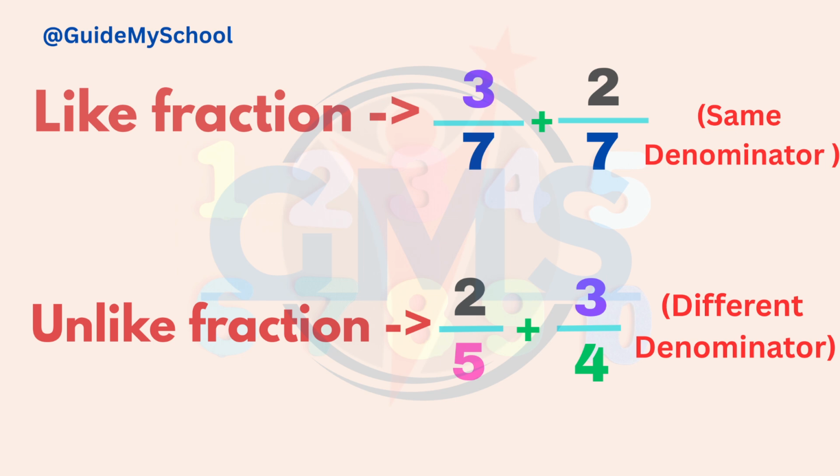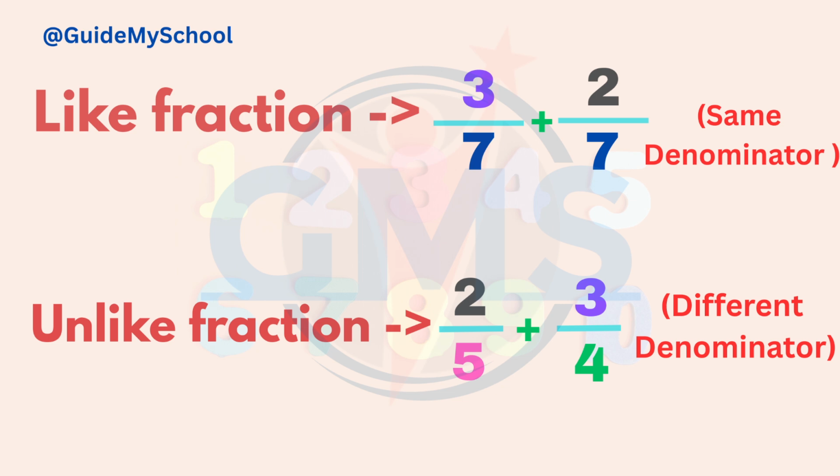The number on the top of the fraction is called the numerator and the number at the bottom is called the denominator. When two or more fractions are written for addition or subtraction, there are two types, like and unlike fractions.